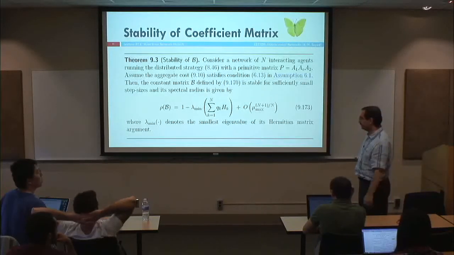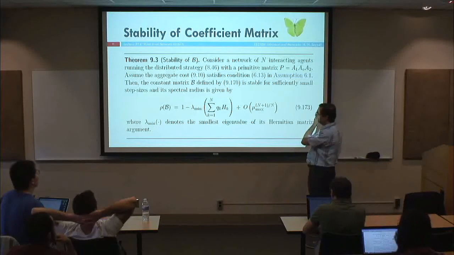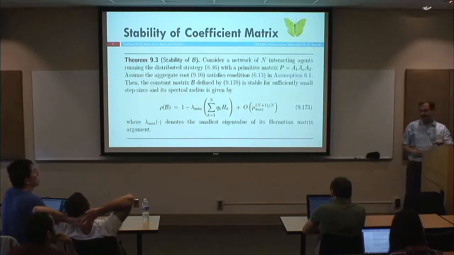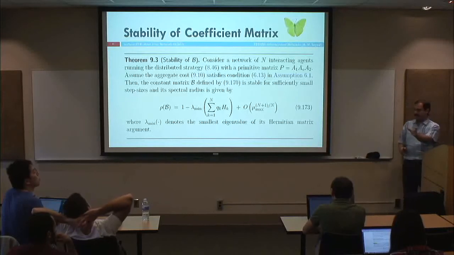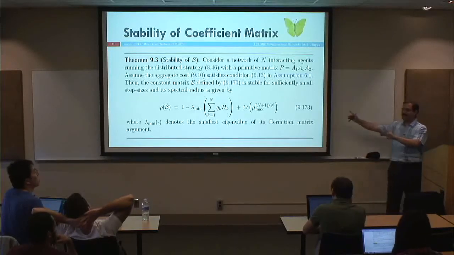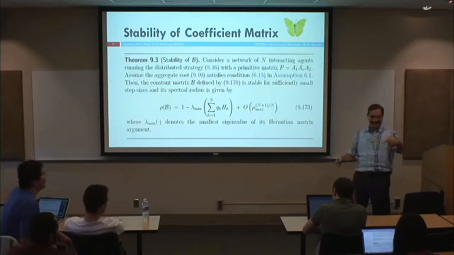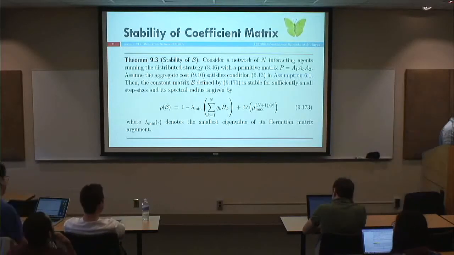Let's start with B. So I want to show that, and then I'll come back to C, and then I'll group them together, okay? By the time I'm done with this, you would have forgotten what I'm talking about. That's why I'm repeating it. Fine, okay. So B is a stable matrix.